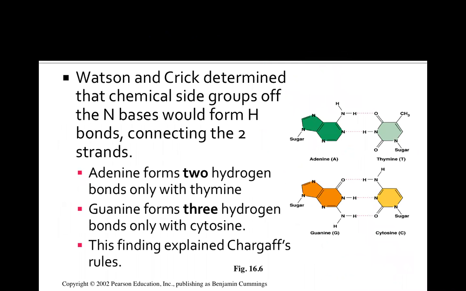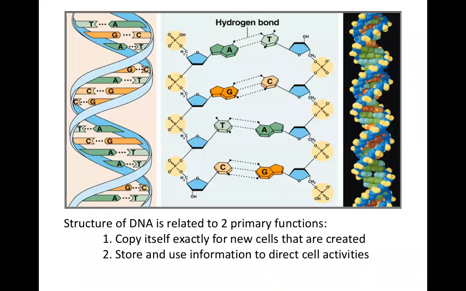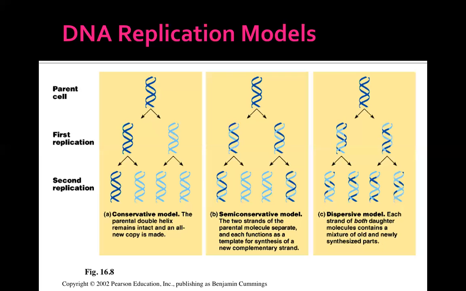Watson, Crick, and Franklin determined that the chemical side groups would form hydrogen bonds connecting the two strands. Adenine forms 2 bonds with thymine, and guanine forms 3 bonds with cytosine. This explained Chargaff's rules: the amount of adenine is equivalent to the amount of thymine, and the amount of guanine is equivalent to the amount of cytosine. The structure of DNA is related to 2 primary functions. Number 1, it copies itself exactly for new cells when they are created, and it stores and uses the information to direct all the cell's activities.